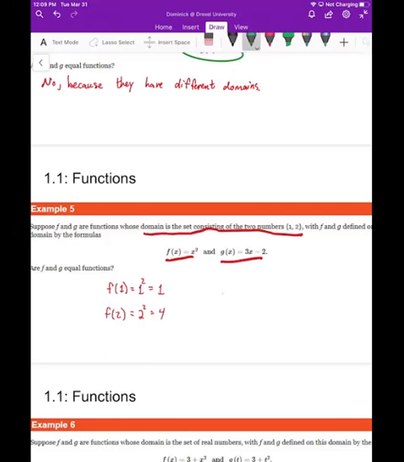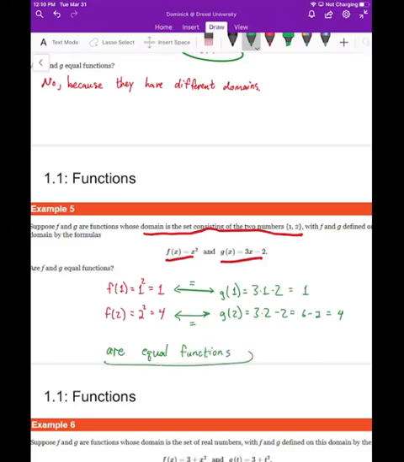Now, if we look at g, it is defined differently, but if I plug in 1, I'm going to get 3 times 1 minus 2, which is 1. And if I plug in a 2, I get 3 times 2 minus 2, which is 6 minus 2, which is also 4. So in this case, g of 1 and f of 1 are equal. And f of 2 and g of 2 are equal. So these are equal functions. Right? So even though they look very different, because they have the same domain and they are equal on those domain values, then they are equal functions.